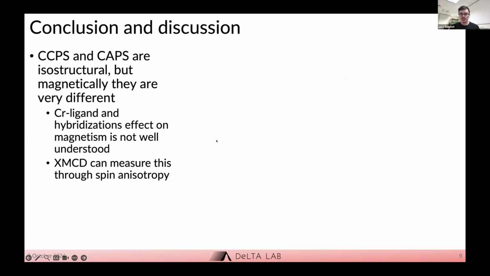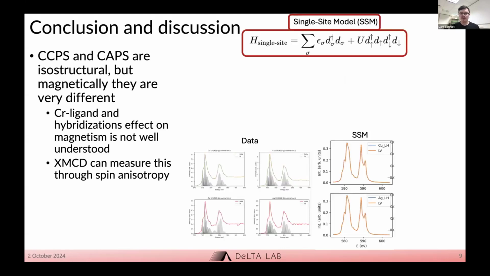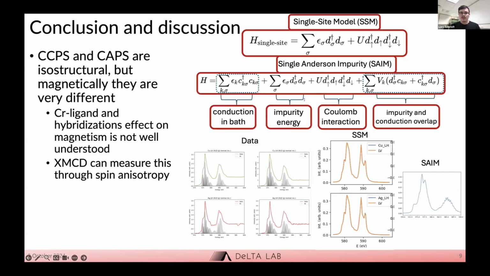And after we collect more XMCD data and have more reliable dichroism, we will compare this data to single Anderson impurity models, or SAIM, and single site models, which we will numerically simulate using EDRIXS, which is a Python-based package. The Hamiltonians for each of these models are shown here to the right. For example, this is the single site model. And as another example, this is the single Anderson impurity model.